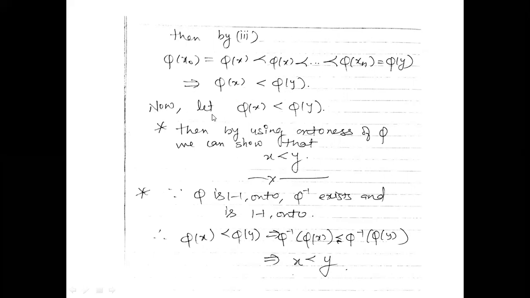Now we are proving the converse. Suppose that phi x is less than phi y. We have to prove that x is less than y. Then by using the ontoness of phi, we can easily show that x is less than y. Because phi is one-one onto, phi inverse exists and that is also one-one onto. Therefore phi x less than phi y implies that phi inverse of phi x is less than phi inverse of phi y, and this implies that x is less than y. So we have shown that the third implies the first. So from these two things, order isomorphism is proved.